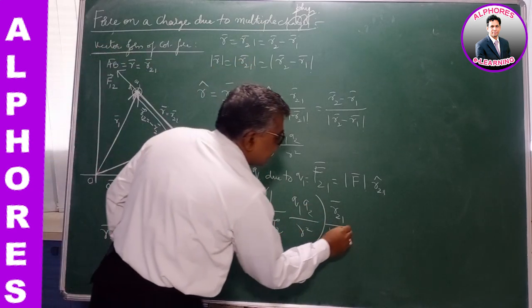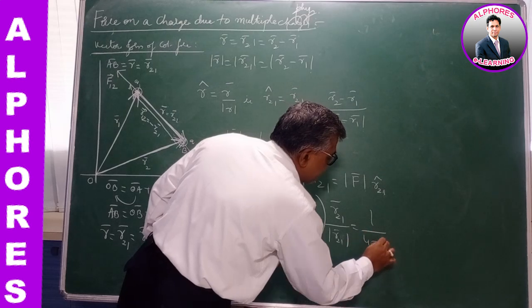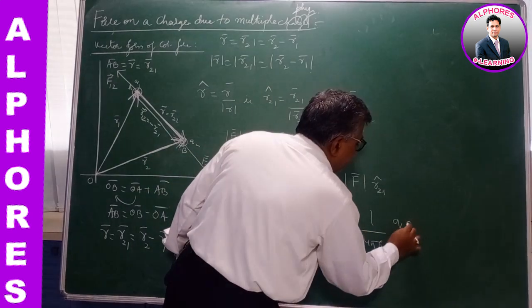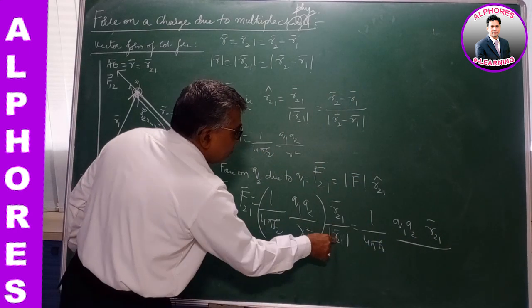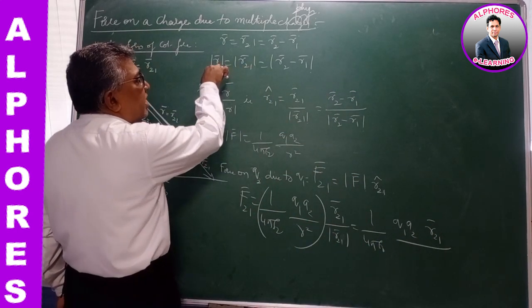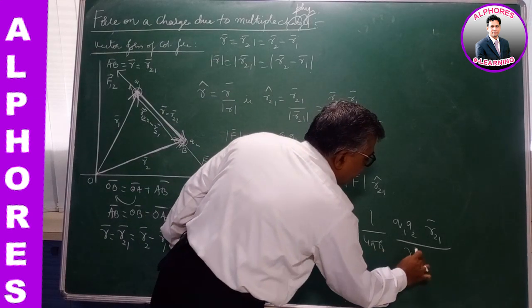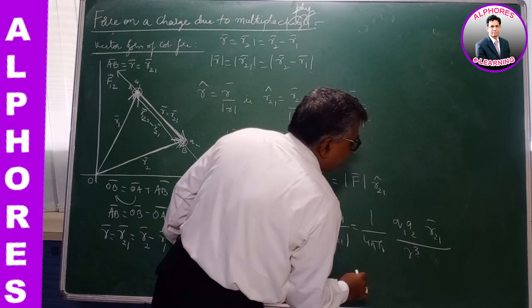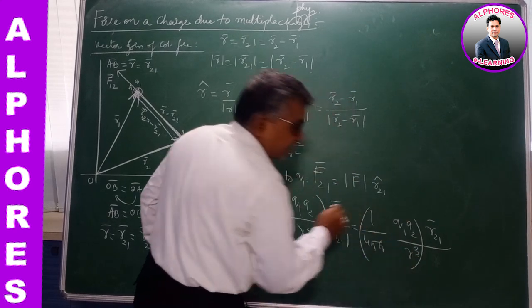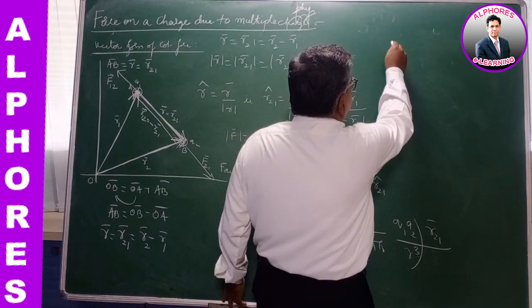So this is 1 by 4 pi epsilon naught Q1 Q2 R21 bar by R square, and mod of R21 is nothing but mod R, and mod R is again just R. So R square into R, I can write as R cube. So this is the vector form of the force.